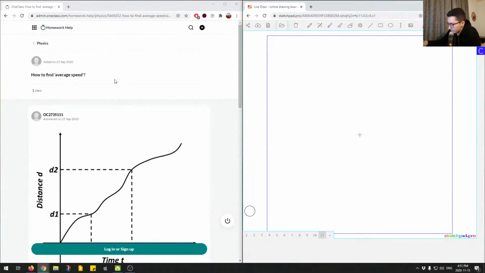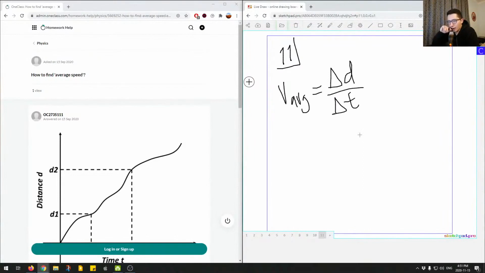So average speed, one second, let me just erase that. I'm going to number this as question number 11. Average speed is represented by V average and is equal to change in distance over change in time.